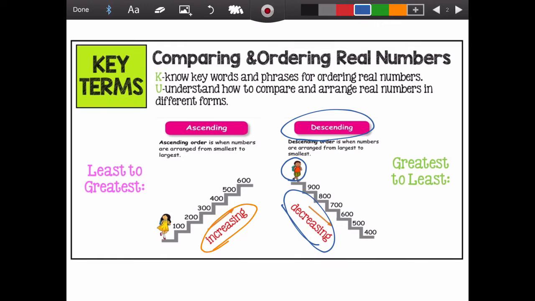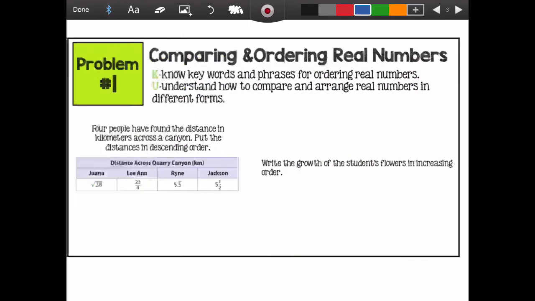All right, so let's look at example number 1. Number 1 says, 4 people have found the distance in kilometers across a canyon. Put the distance in descending order.